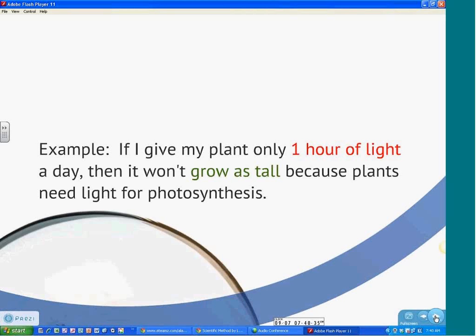In our plant example, it would be, if I give my plant 1 hour of light a day, it won't grow as tall because plants need light for photosynthesis. I have if, then, because, all included in my hypothesis.